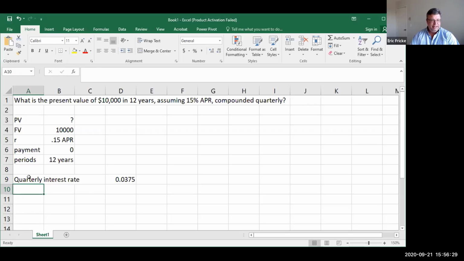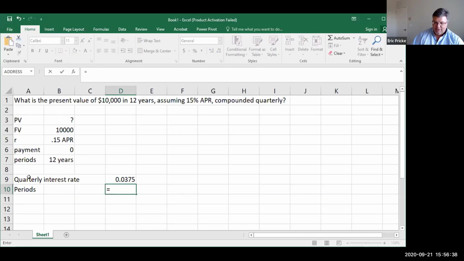And the number of periods is basically going to be equal to 12 years multiplied by the number of periods per year. And in this case, there's 4, right? Because it's quarterly. So that looks like everything we need. And now we can go ahead and we can calculate the present value.